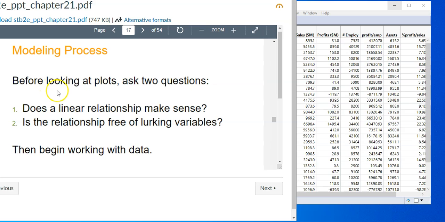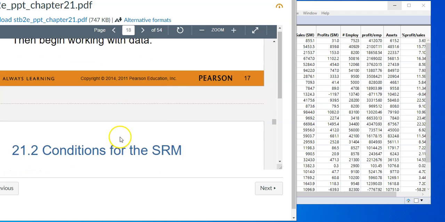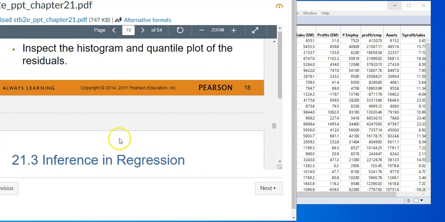Okay, modeling process. Before looking at plots, ask two questions. Does a linear relation make sense? Please watch the videos for chapter 19 and chapter 20. That's going to help you understand that part. We have already talked about this in the previous session, so I don't want to go through it one more time. Is there a relation free of lurking variables? Always make sure there is no other factor influencing your IV and DV that you're not taking into account. Then begin working on your data, and always check those conditions that I said.